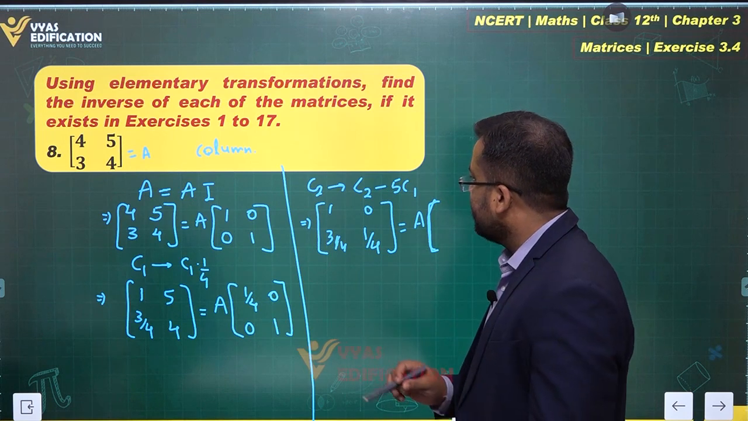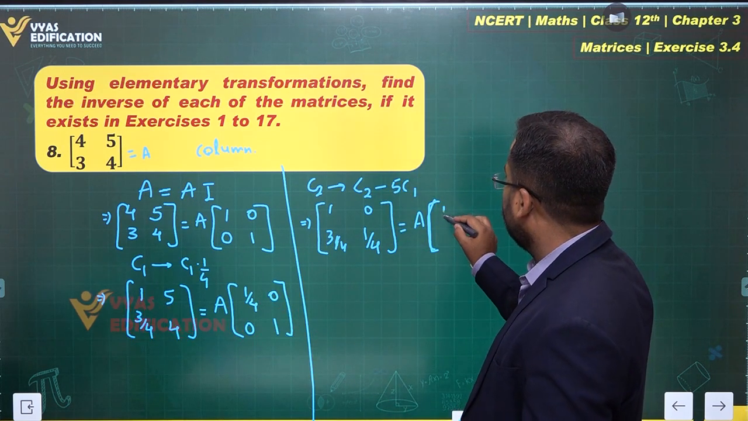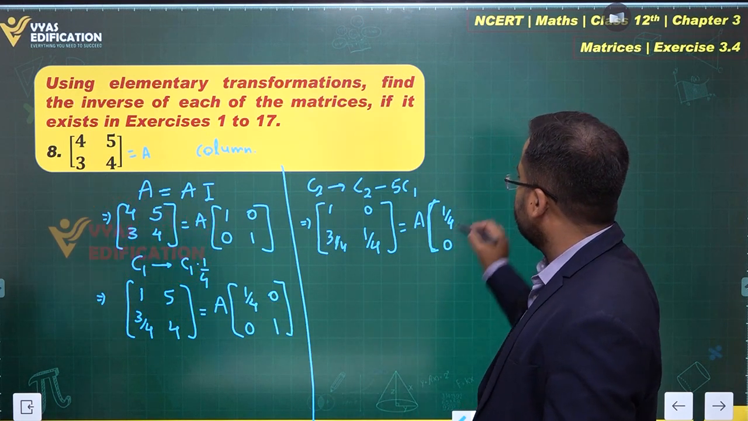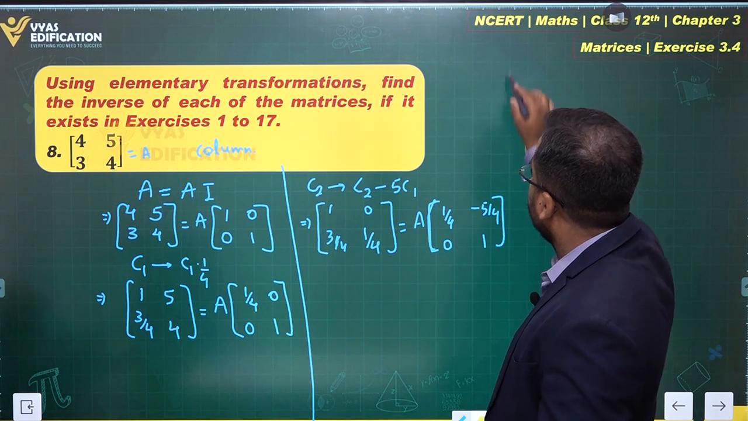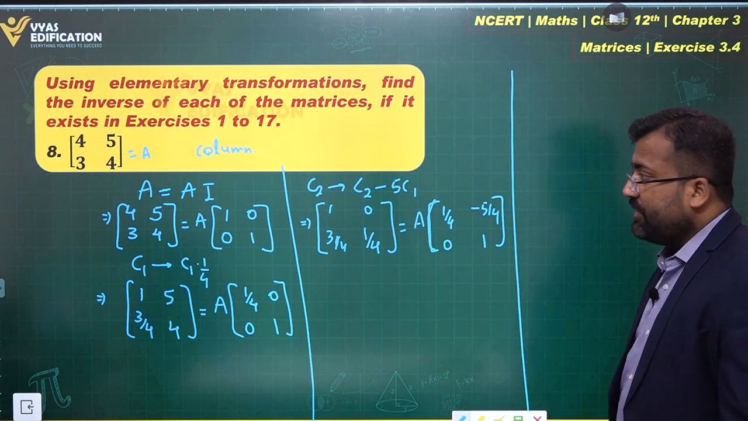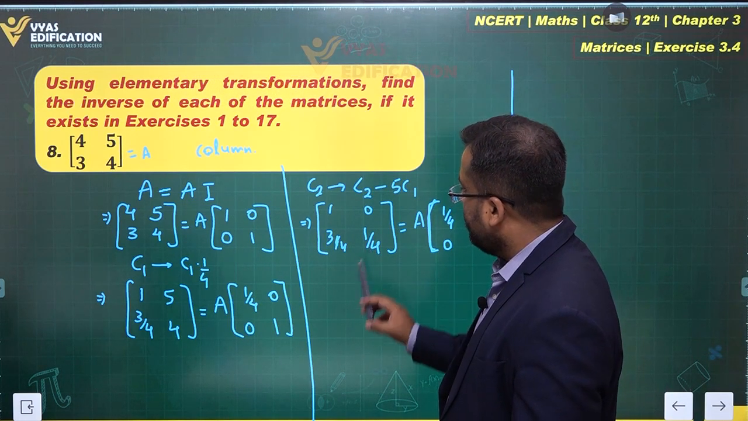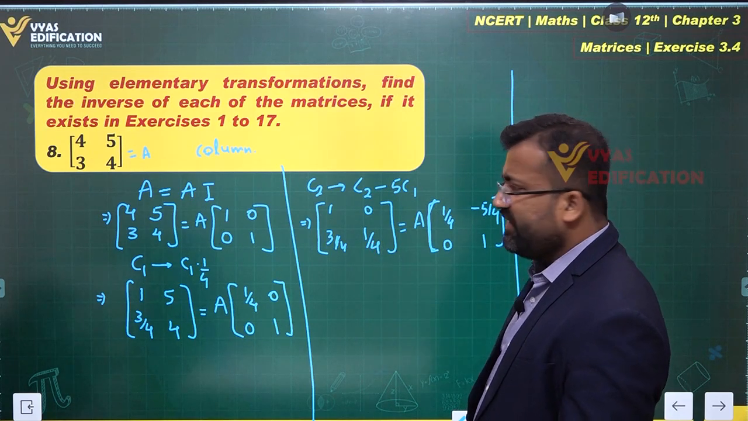What about the RHS? In the RHS, C2 minus 5 C1. C1 remains as it is, 1 by 4 and 0. This minus 5 times this, this becomes a minus 5 by 4. Pretty simple, 1 minus 5 times this becomes this. C2 minus 5 times C1. What next? Once you have reached this stage, then this can be converted to 0 or this can be converted to 1. Let's try to convert this into a 1, very easy.